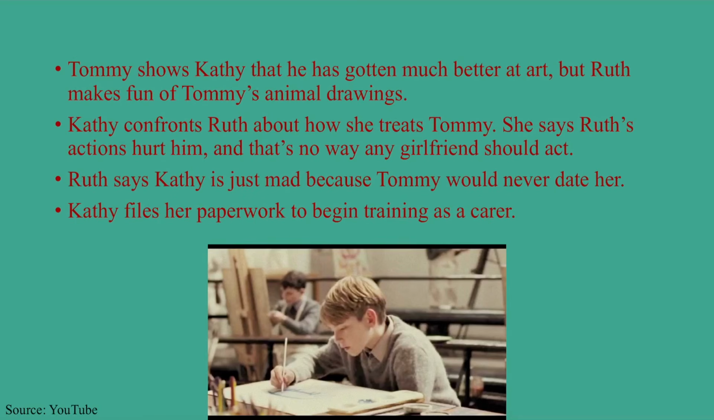Tommy, who's left with Cathy, shows her that he's gotten much better at art, but we then learn that Ruth keeps on making fun of his animal drawings. And Cathy later confronts Ruth about how terribly she treats Tommy and how much she still bullies him. She says that Ruth's actions hurt him and there's no way that a girlfriend should act this way towards somebody who she supposedly loves.